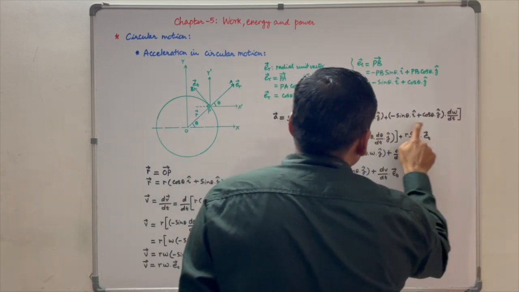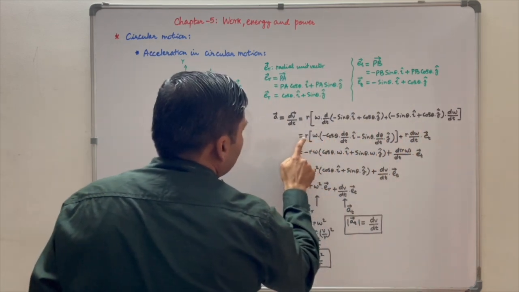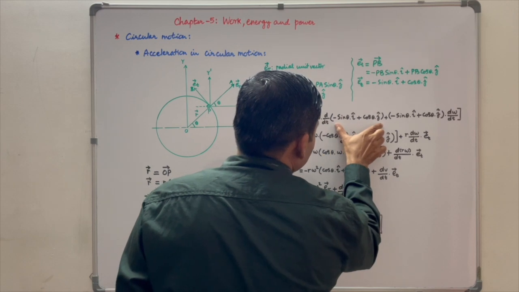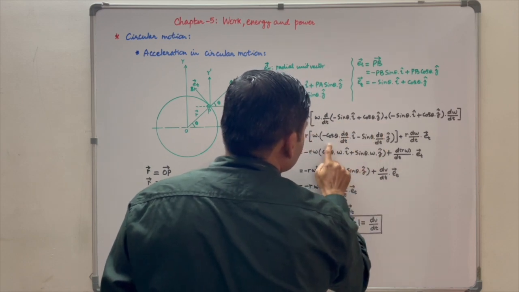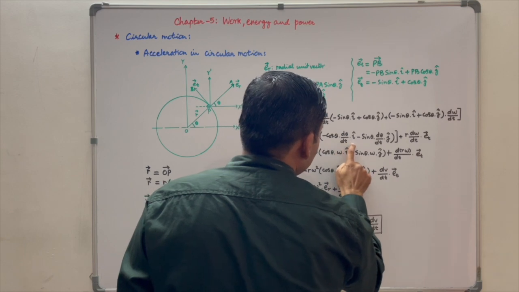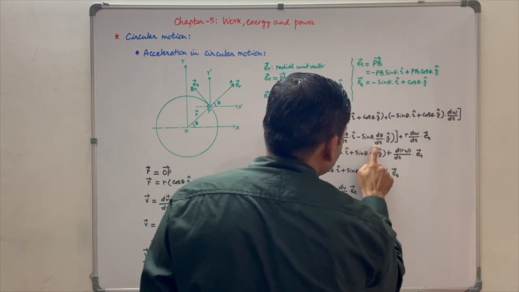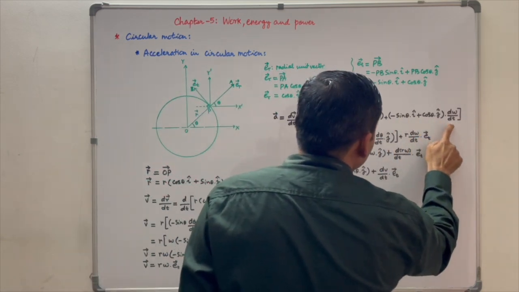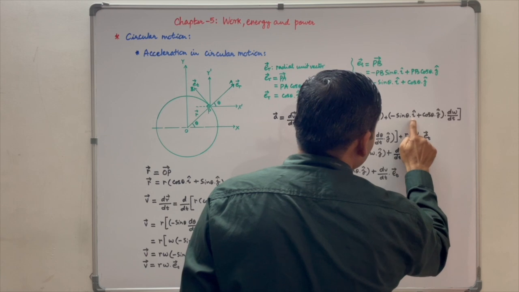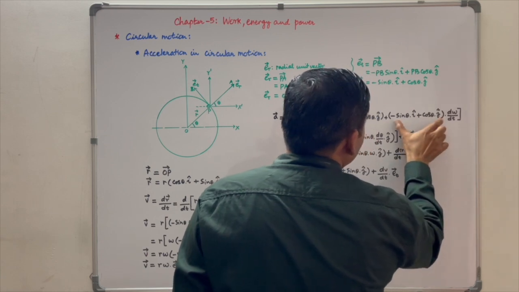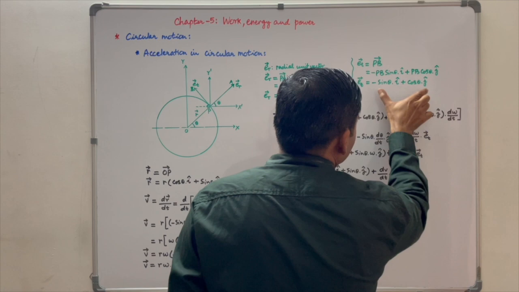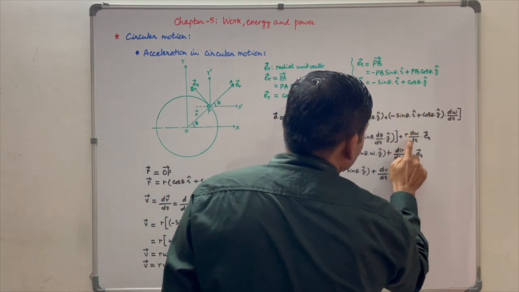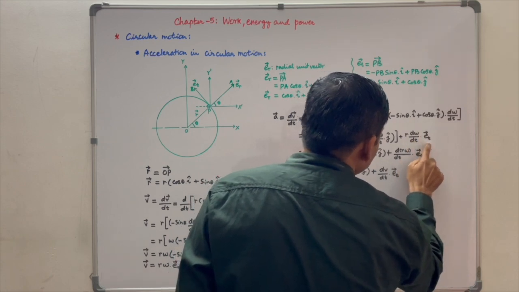Now we can split this into two terms. The first term will be r into ω into d/dt of (−sinθ i + cosθ j), which will give −cosθ dθ/dt i − sinθ dθ/dt j. The second term will be r into dω/dt into (−sinθ i + cosθ j). In place of −sinθ i + cosθ j, we can write vector Et. So the second term will be r into dω/dt into vector Et.